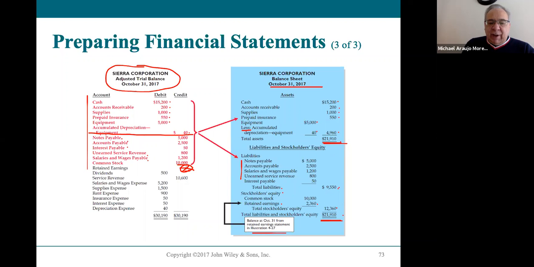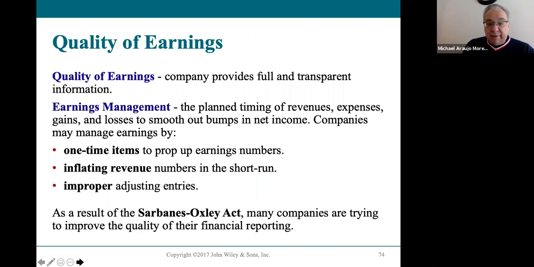So all the financial statements actually come from the adjusted trial balance. The numbers that we use come from the adjusted trial balance. The exception is when you see retained earnings, you're going to use the amount that you just calculated on your retained earnings statement, and that's going to be the only difference, really.